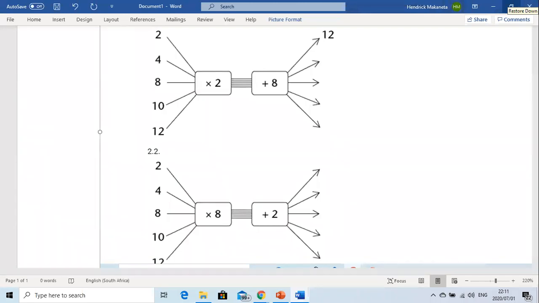So I see that Nosipo has already zoomed directly into the second input, which is 4. I'm looking at your work in the group chat, Nosipo. I see that you multiplied 4 by 2 to get 8. And then 8 plus 8 is 16. Correct. That is correct. I'm glad that you can see the rule. So the rule is in the middle there, and the rule is times 2 plus 8. That is our rule. The output values are on the right-hand side.